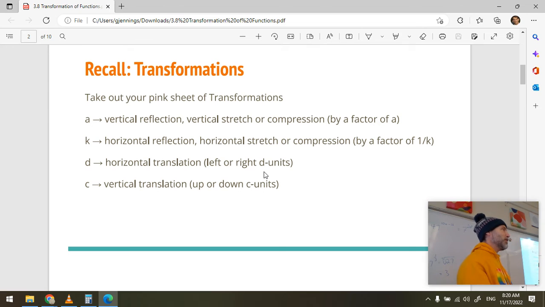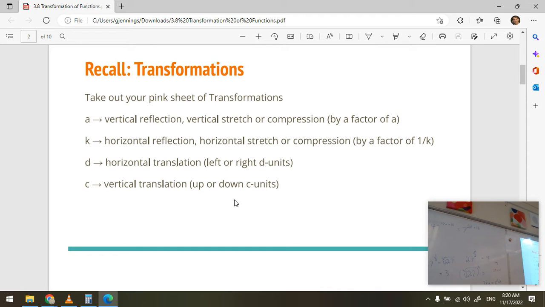Recall about transformations. Oh, I wish I had the Transforminator with me today. I don't have the Transforminator yet, but I'll show you the Transforminator next week. It's pretty spectacular, and it's one of the projects that they did in the other class.